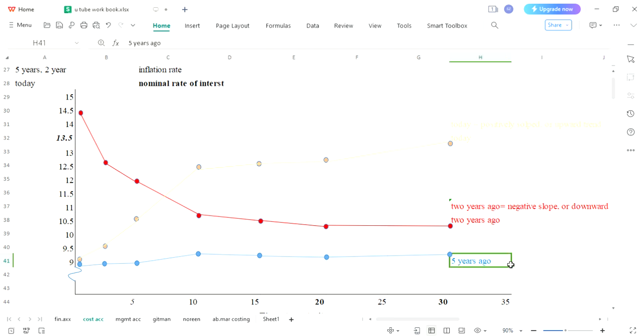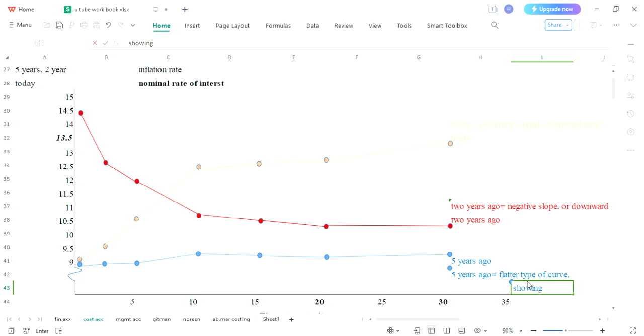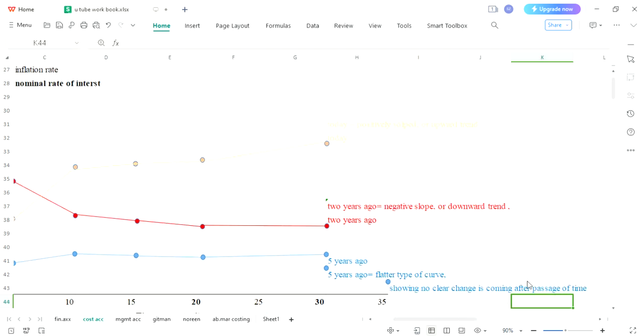So over here, let's conclude about it. It is a flatter type of curve, and what it is showing, over here you can copy it, showing no clear change is coming after passage of time.